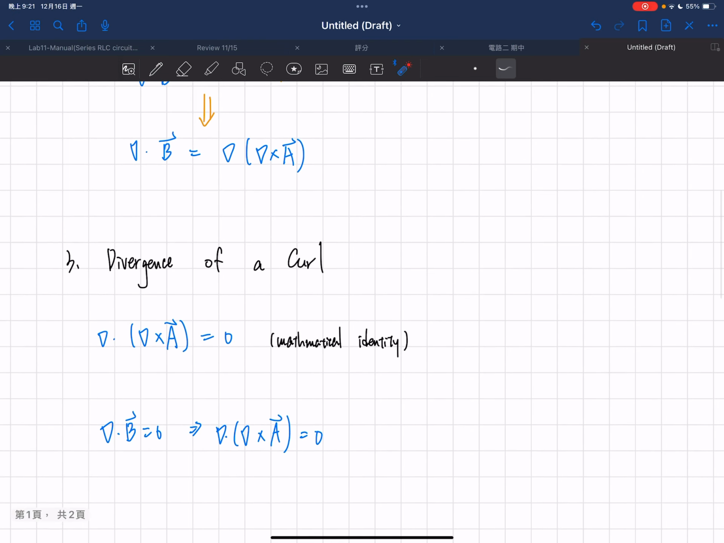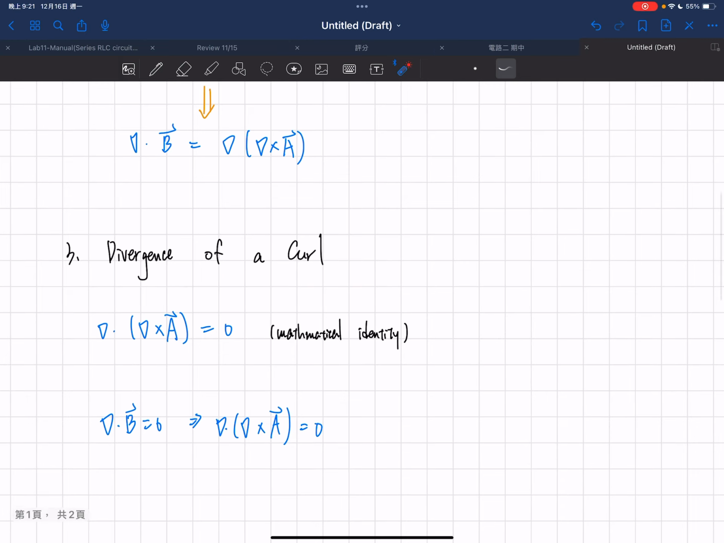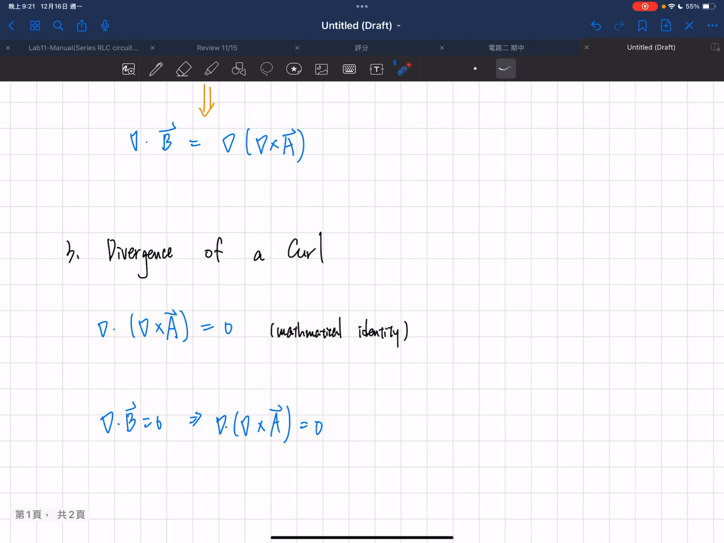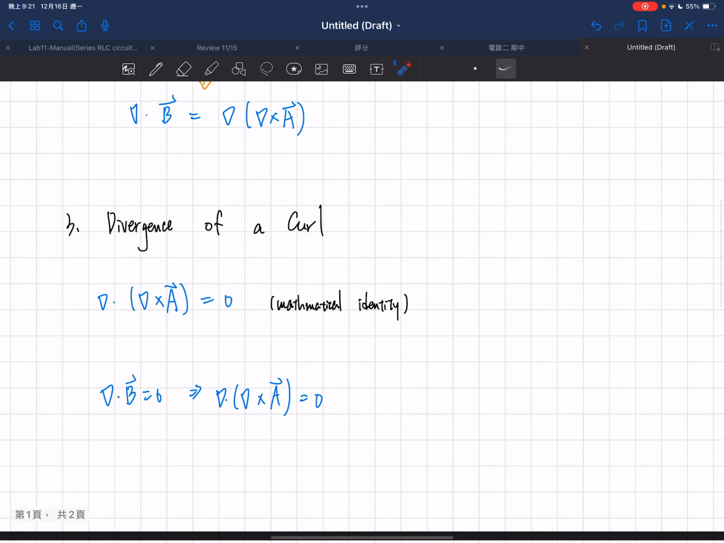And the third one is divergence of a curl. From vector calculus, we know that there's a mathematical identity, which is divergence of curl of A is equal to 0. So we know divergence B is 0 because this one is 0.